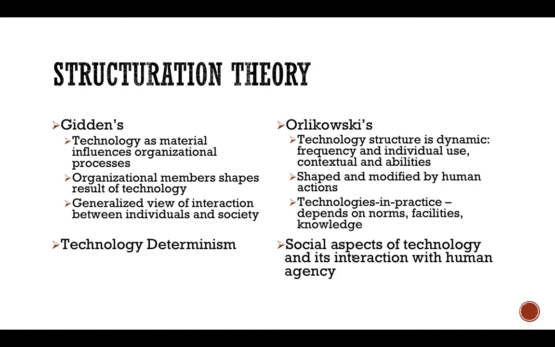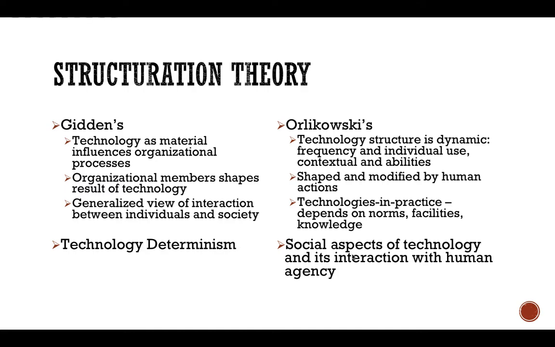So in this paper, we see that they base the approaches on technology determinism and the social aspects of technology and its interaction with human agencies. So in Giddens' theory, we see that technology as material influences organizational processes, and organizational members shape the results of technology. But Giddens studies a more generalized view of interaction between individual and society.